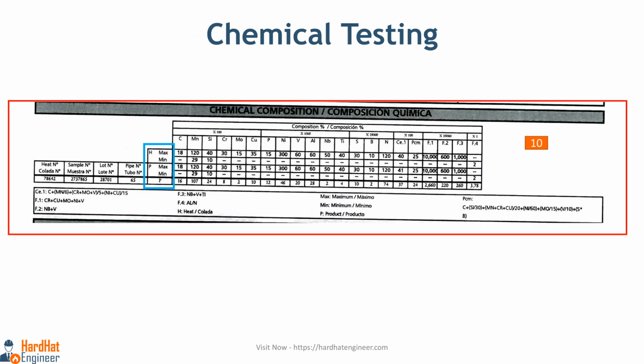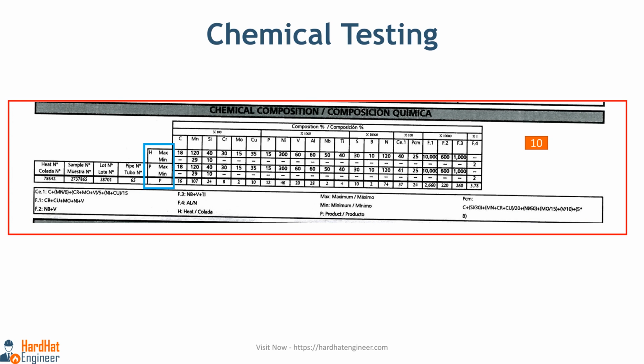Step 10 is verifying the chemical test results. In this table, the first four columns are related to the identification of the sample as discussed earlier. The certificate should outline the chemical composition of the material, specifying the minimum and maximum acceptable levels of each alloying element. In the blue box, you can see the minimum and maximum values provided for the material grade. H indicates the value given in the heat number, while P represents the result obtained in the product testing.